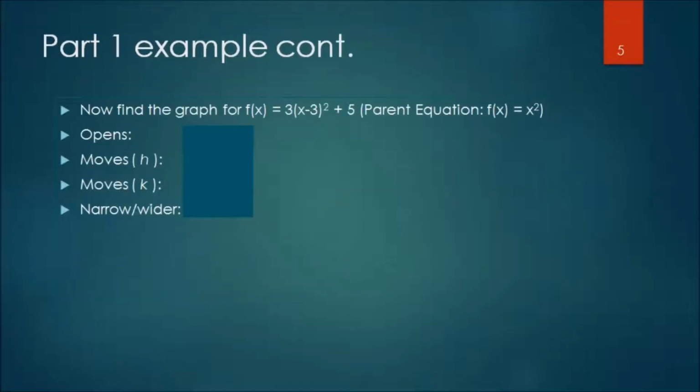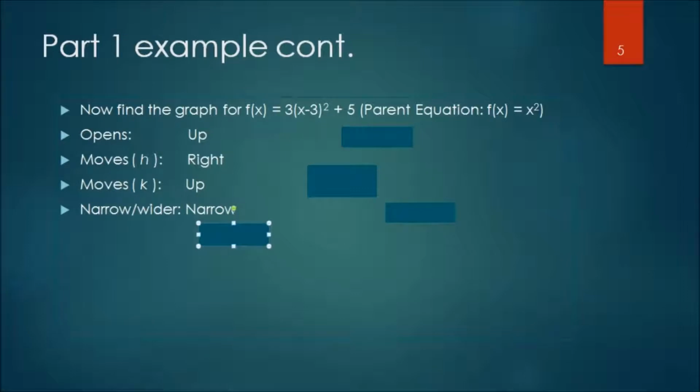An example: you have the graph for f of x equals 3(x minus 3) squared plus 5. The parent equation is x squared. A is greater than 0, so it will open up. The h is greater than 0, so it will shift right. And the k is also greater than 0, so it will move up. The function will be more narrow because a is greater than 1.